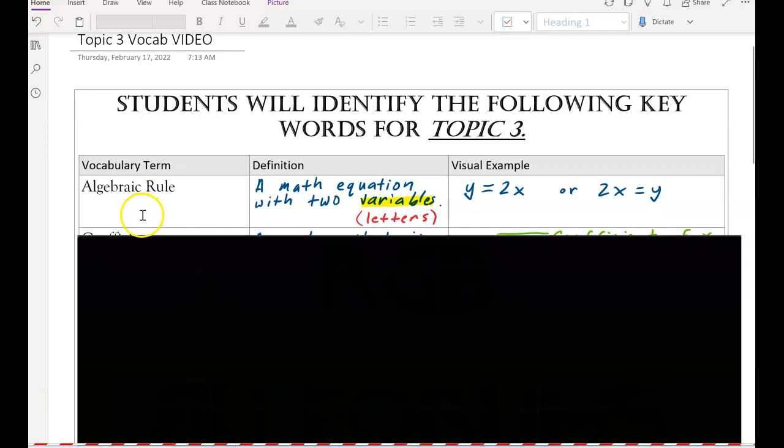Our first vocabulary term is algebraic rule. What is an algebraic rule? Well, it's just a math equation that has 2 variables in this case when we're talking about proportional relationships. And what are variables? Well, they're just letters. And the letters represent numbers that can change from equation to equation or algebraic rule to algebraic rule. And our visual example is right here, y equals 2x. Or you could write it as 2x equals y. They're the exact same thing, they're just reversed on different sides of the equal sign. Algebraic rule.